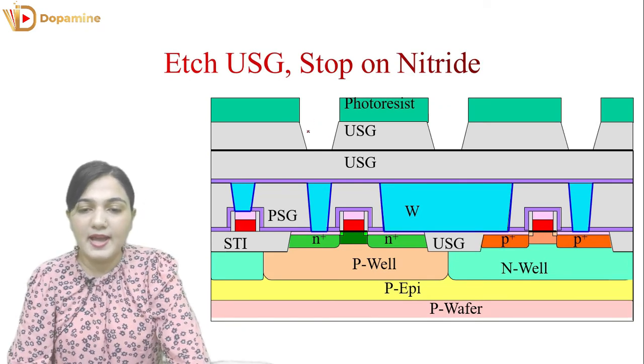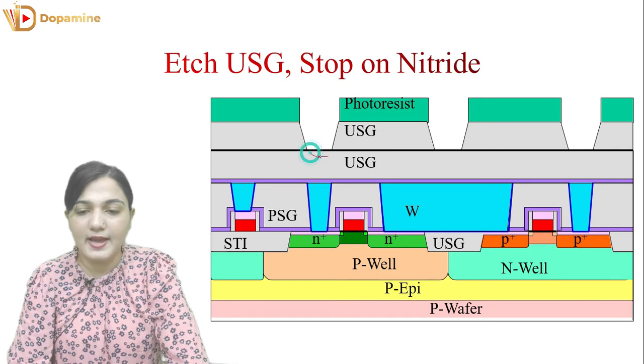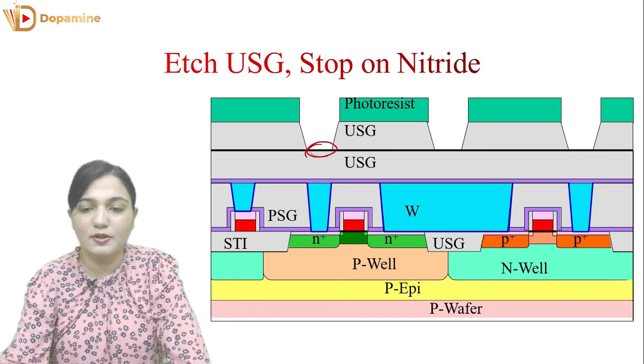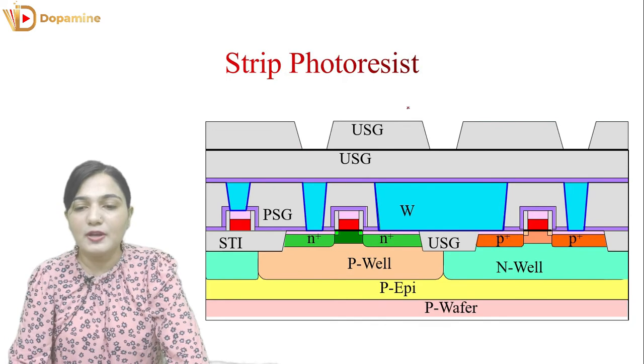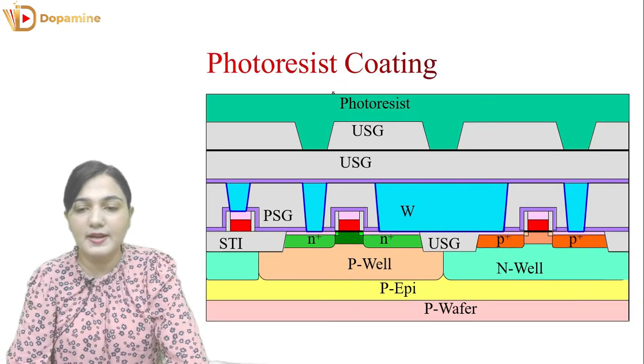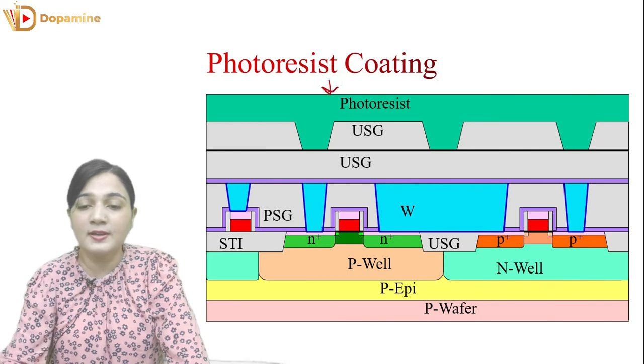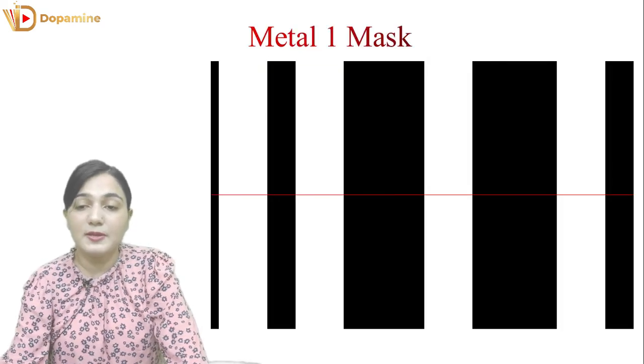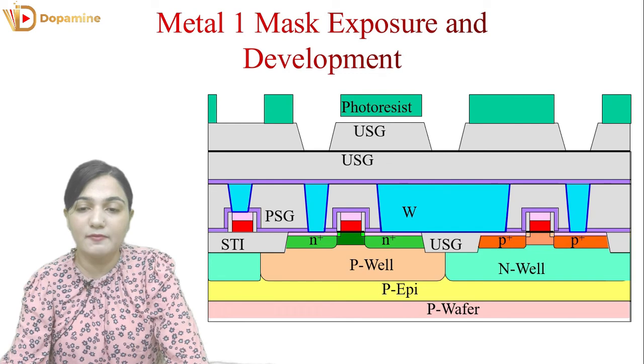So after that we'll be etching out the undoped silicate glass, and we'll be stopping wherever we'll be having the nitride layer. So we'll be stopping on the nitride layer. We'll be stripping off the photoresist. Now we'll be having the via holes. Now we'll be again doing the photoresist coating. After photoresist coating, we'll be using the metal mask. This is the metal 1 mask.